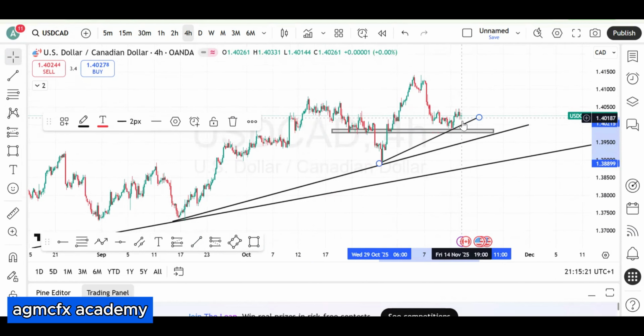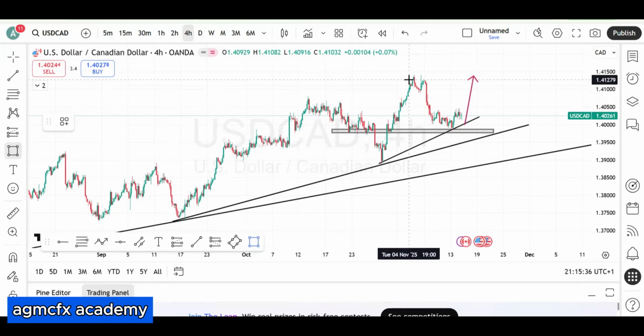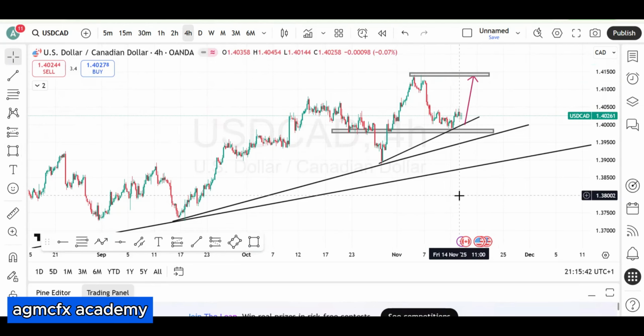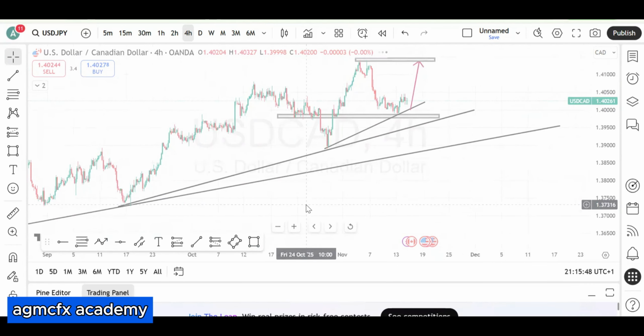So the market finds it difficult to break down. Definitely, we are still hoping this week that the card will continue moving up, even up to this level to form a resistance level here. So let's go to the last one, which is USD JPY.